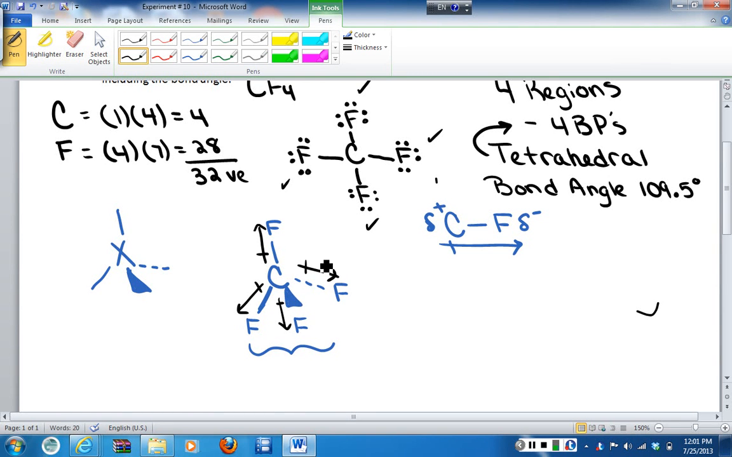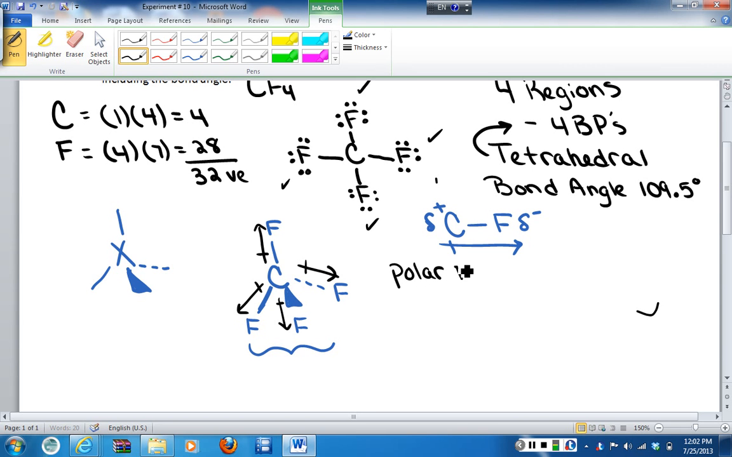And remember what I said about polar molecules. You kind of want to think of it as a tug-of-war game. If you don't get moved in any one direction, meaning you have no net dipole moment, you're a non-polar molecule. But if you are pulled in one direction for your molecule, that means you have a net dipole moment and you are polar.